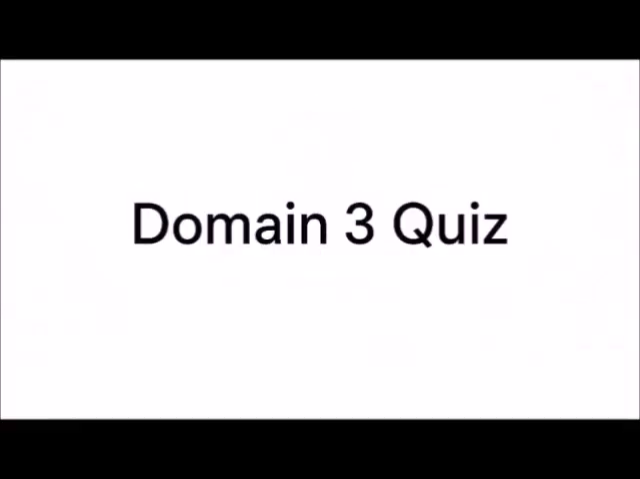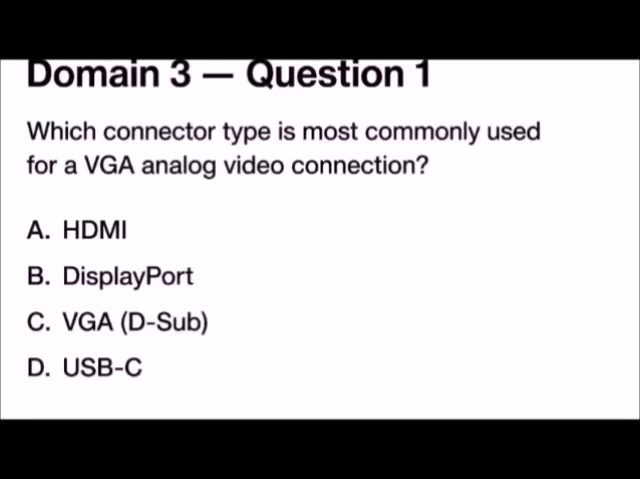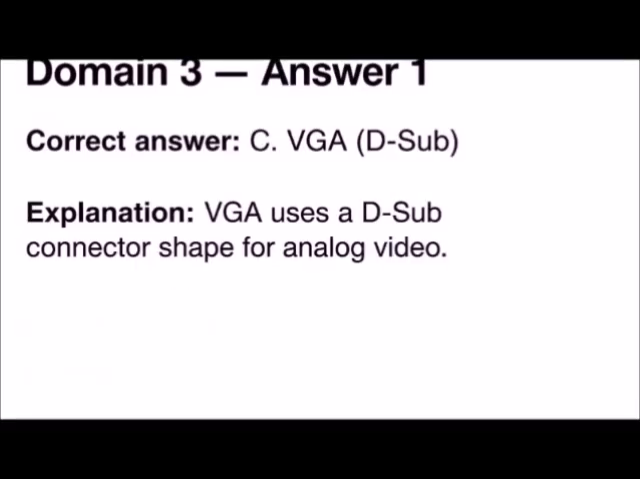Before we continue to Domain 4, let's do a review of what we just covered in Domain 3 with a short quiz. Question 1. Which connector type is most commonly used for a VGA analog video connection? A. HDMI. B. DisplayPort. C. VGA D-sub. D. USB-C. Correct answer: C. VGA D-sub. Explanation: VGA uses a D-sub connector shape for analog video.